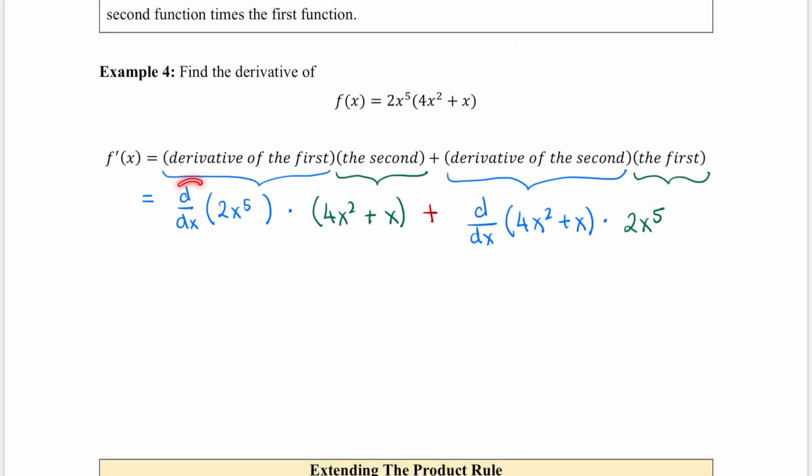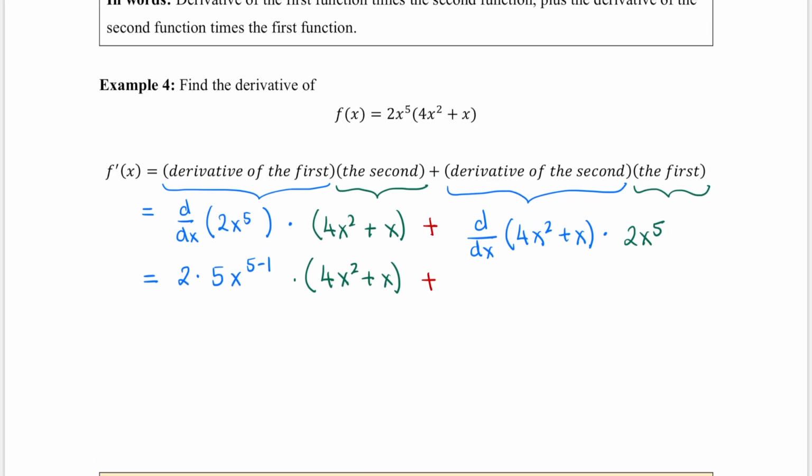Next, we need to take the derivative of 2x to the fifth using the constant multiple rule and the power rule. We have 2 times 5 times x to the 5 minus 1, multiplying by the second function, plus we'll take the derivative of 4x squared plus x. We differentiate each term separately.